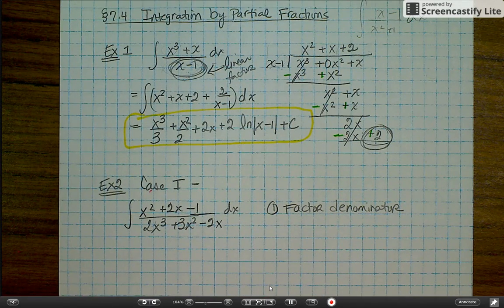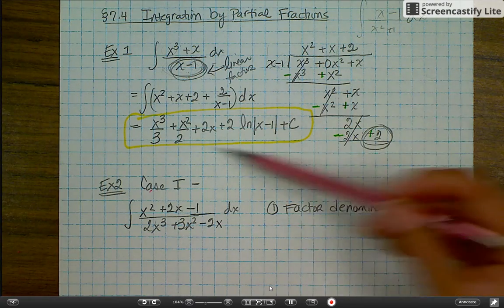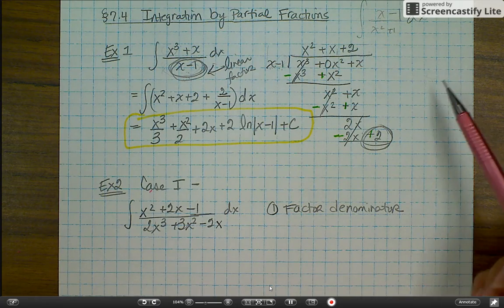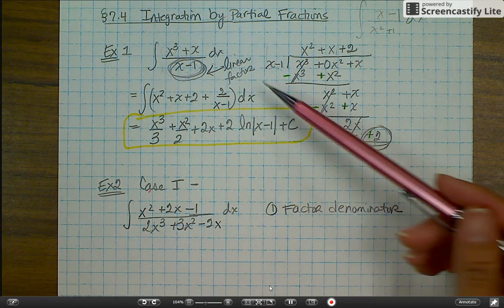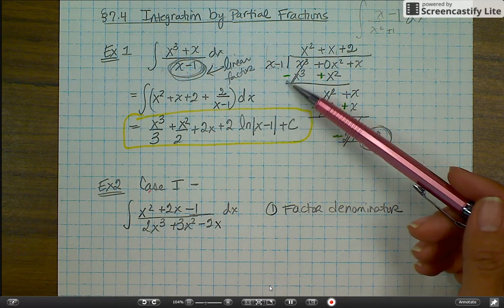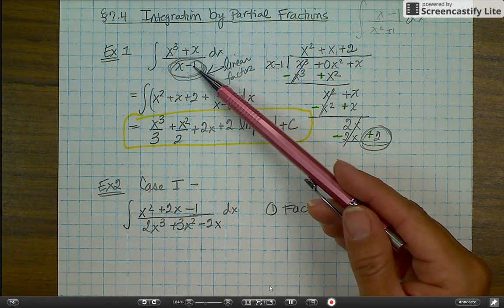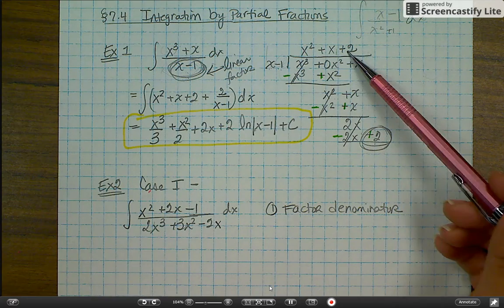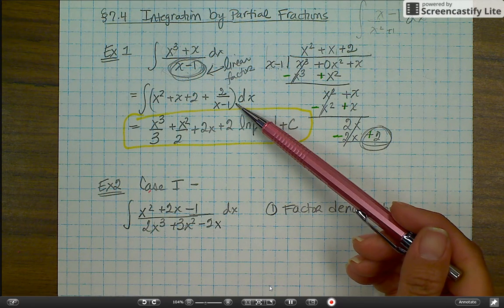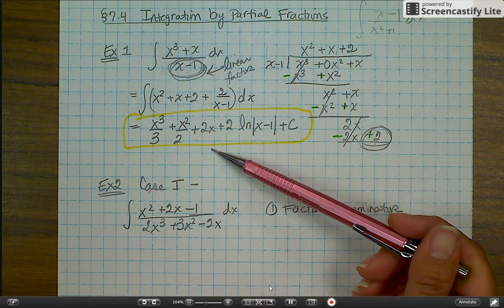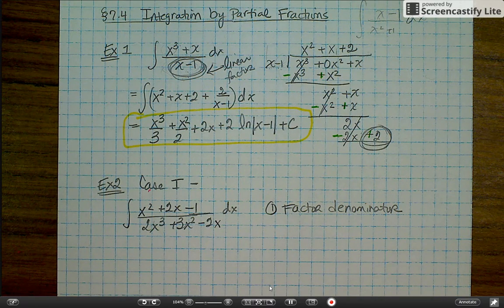Okay, so right now we're talking about integration by partial fractions. We started off with an example that was not a partial fraction situation, but it was just for us to remember how to do long division and break up an integral like this. So when we do long division, we ended up with this expression here, and then divided it out, and then integrated it.